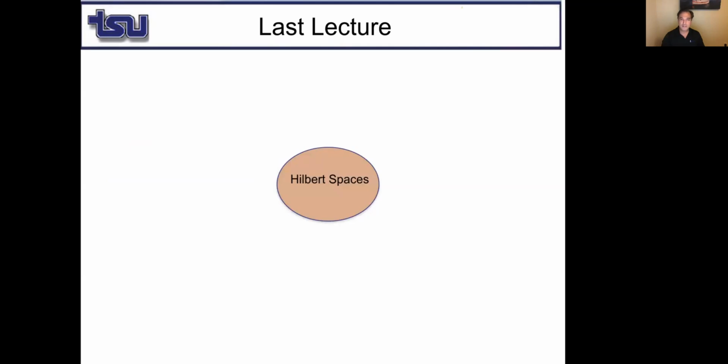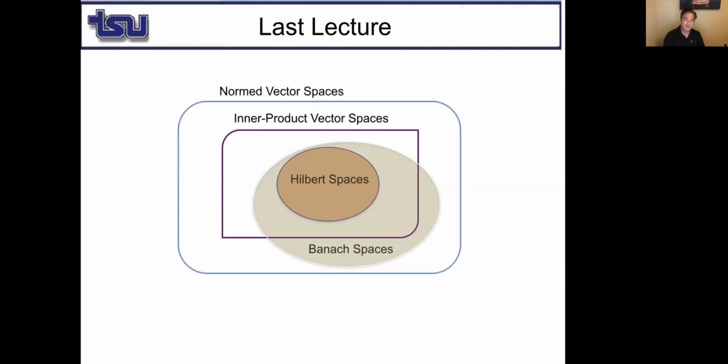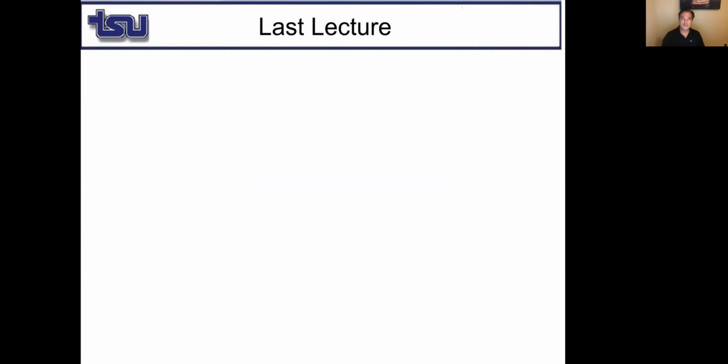We said we have Hilbert spaces, which are inner product spaces, and then we had Banach spaces, which are normed vector spaces. We said that every Hilbert space is a Banach space, and every Hilbert space is an inner product vector space, and every Banach space is a normed vector space, and every inner product vector space is a normed vector space. And this was one picture.